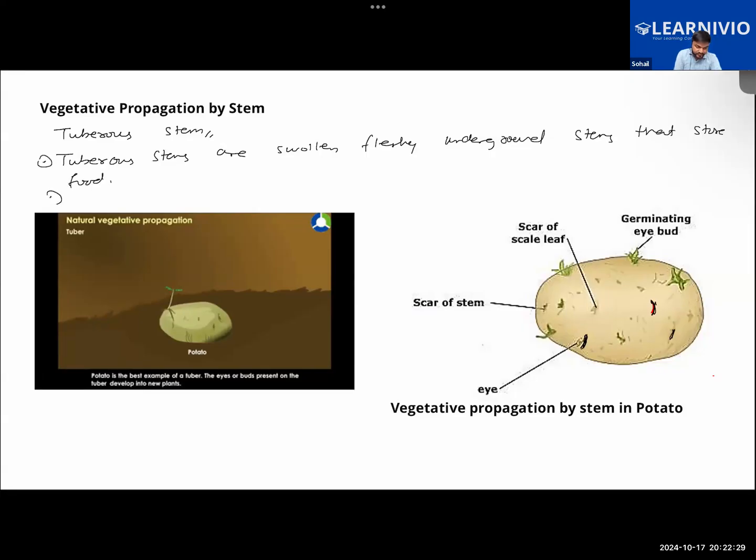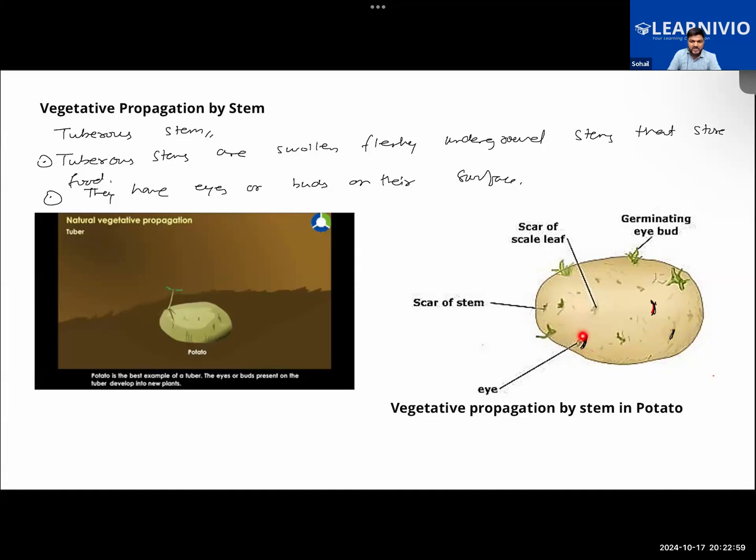Another thing is that they have eyes or buds on their surface. As you guys can see here, the eye is basically a scar on the surface. You guys can see it's like a scar. So that is basically called the eye, or the bud.